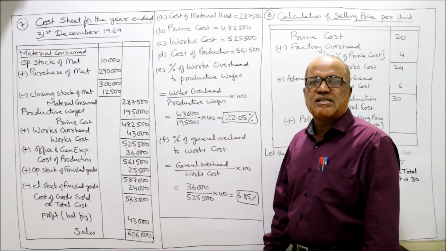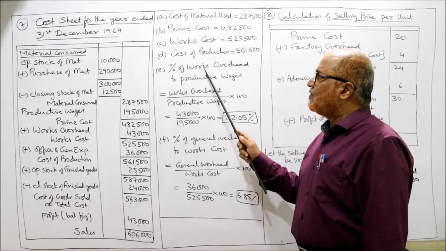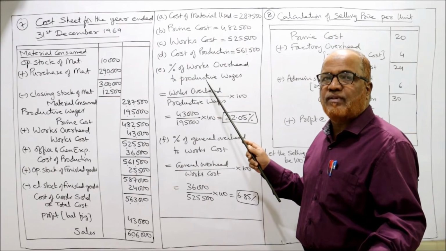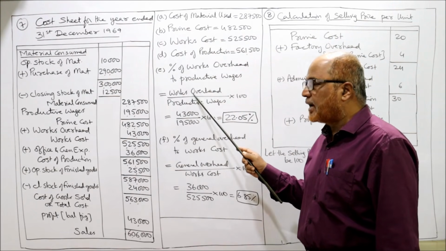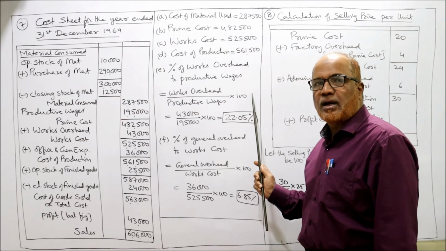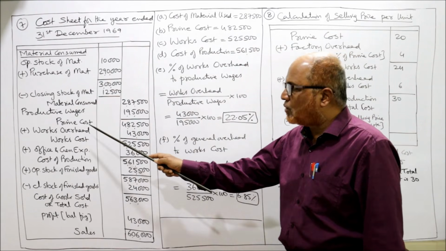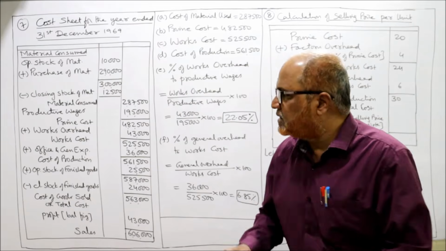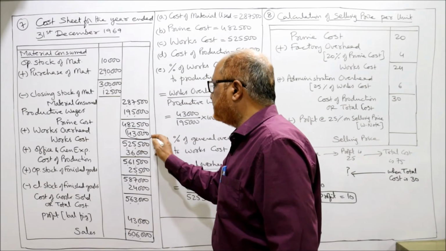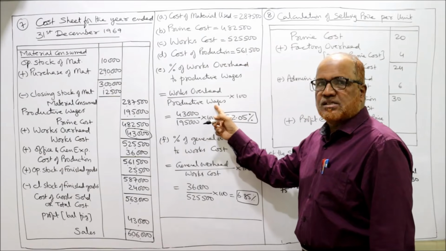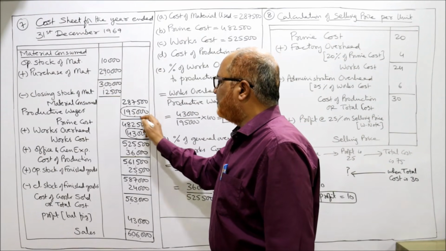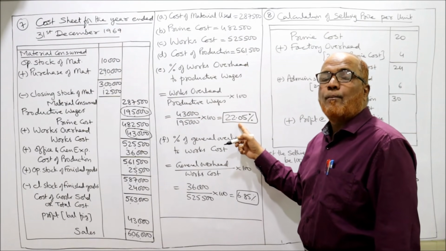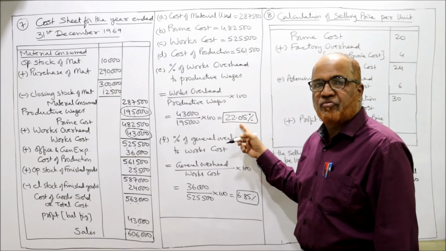Now two percentages it is asking you to calculate. Percentage of works overhead to productive wages. The formula will be works overhead divided by productive wages into 100. Now see the cost sheet. How much is the works overhead? Works overhead is 43,000. And the productive wages are 1,95,000. So 43,000 by 1,95,000 into 100, 22.05 is the percentage of works overhead on productive wages.